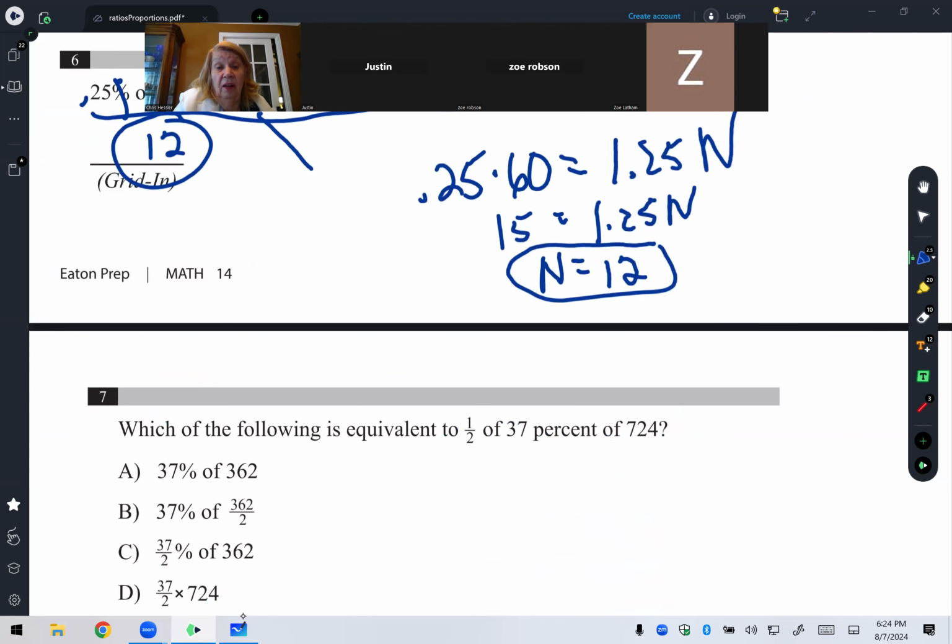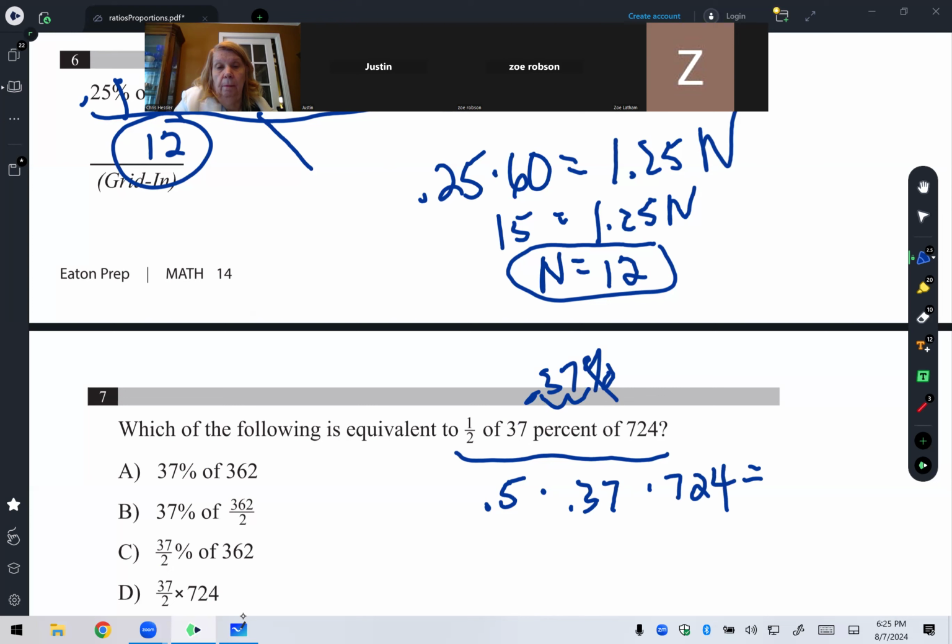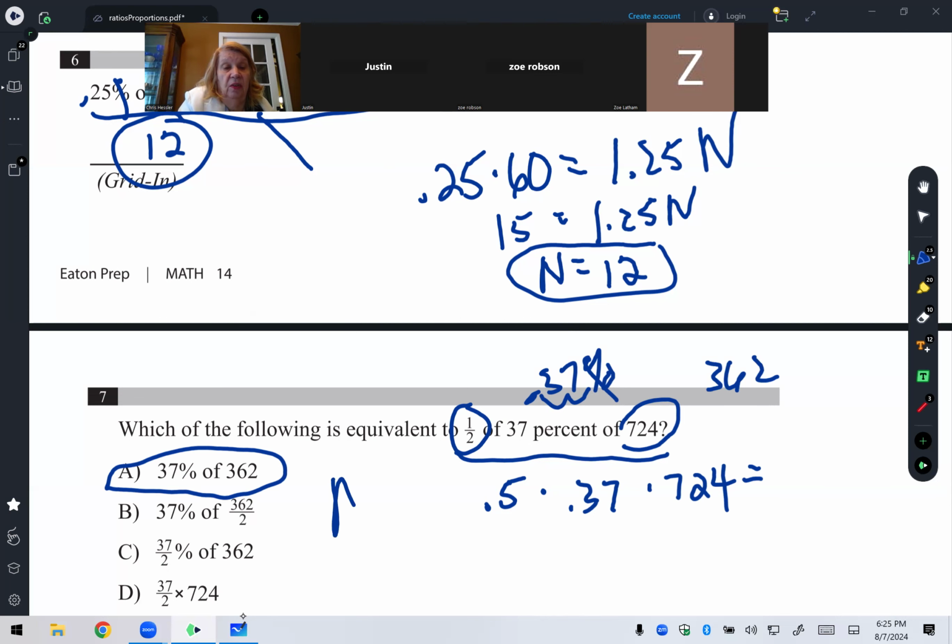Okay, now percent, oh wait, this one. So this one, all you'll have to do since you have numbers is you'll just do 0.5 times 37%. We drop the percent. Did you get the number for that, Jim? I just took half of the 724. Yeah. So anyway, it would be A, because half of 724 would be 362. So the answer for this one is A.